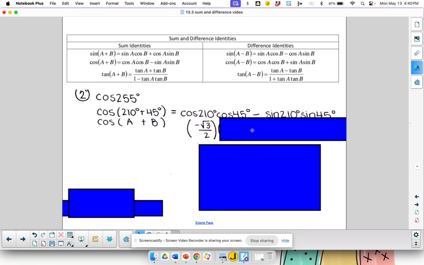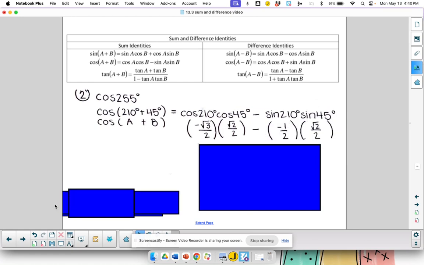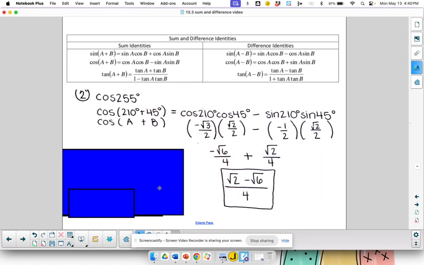Cosine of 45 is in quadrant 1. Great. Sine of 210, again, quadrant 3, that's negative. And then sine of 45, we're back to quadrant 1. And now you'll multiply and clean up your answer. Watch out for this double negative here. So this double negative will become a positive. And I changed my answer to make it root 2 minus root 6. If you have negative root 6 plus root 2 in the numerator, that is the same thing.